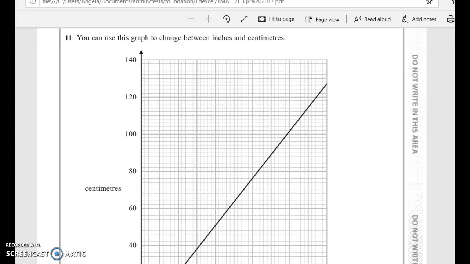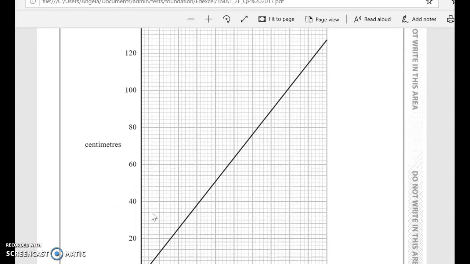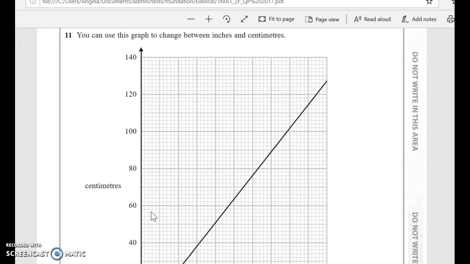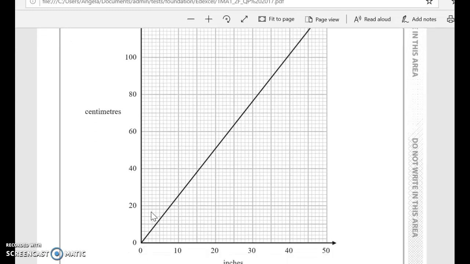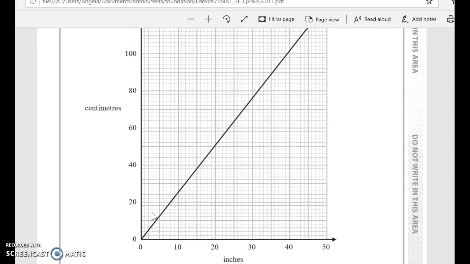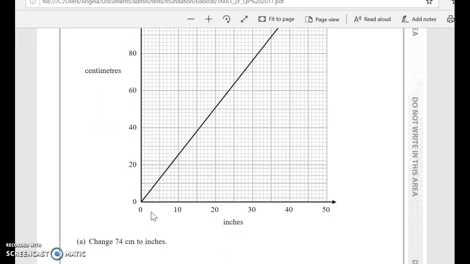Hello there, I'm doing this maths question on calculator paper, which is using this conversion graph we've got. What you can see here is a conversion graph that changes inches to centimetres. At the bottom you've got inches and at the side you've got centimetres. They want us to change 74 centimetres into inches.